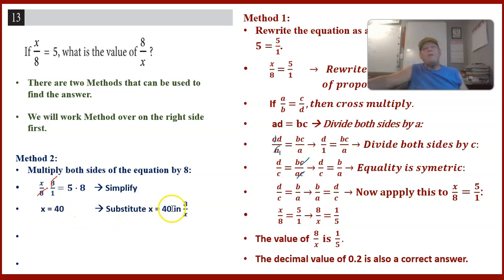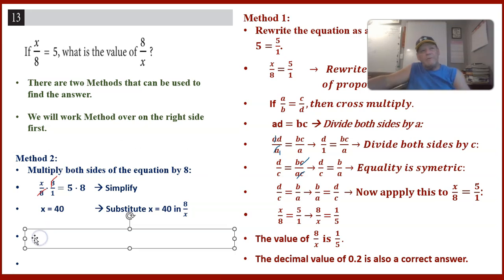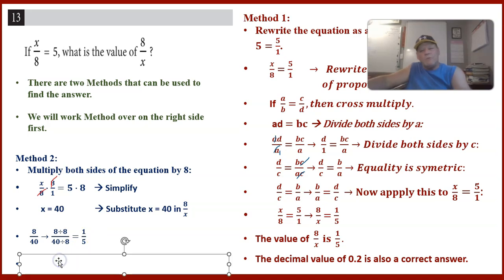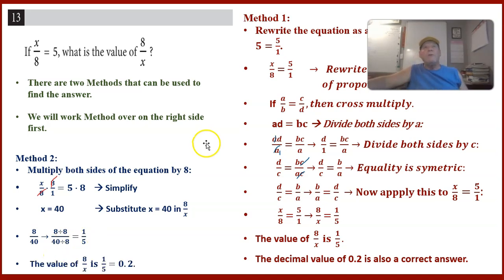Now I can substitute x equals 40 into the 8 over x. So I go up here and put a 40 in the denominator, because that's what it says to do. Then I can divide by the common factor of 8 over 8, which is 1/5, which is 0.2. Hopefully one of these ways was easier than the other, and you can use whichever way you like.